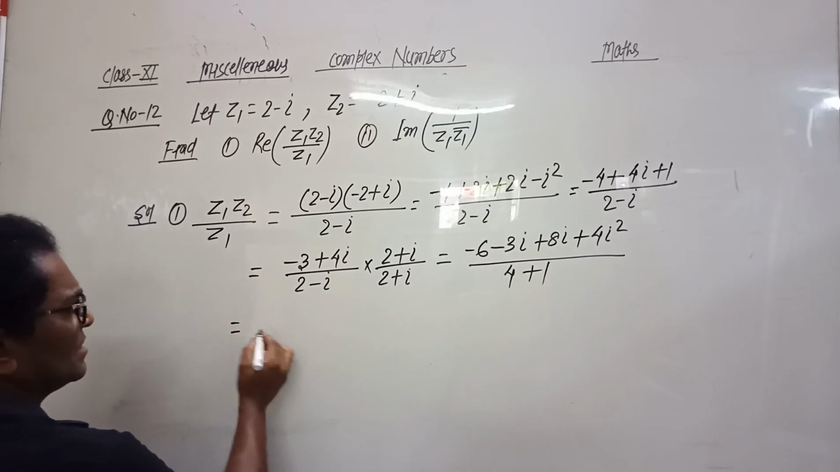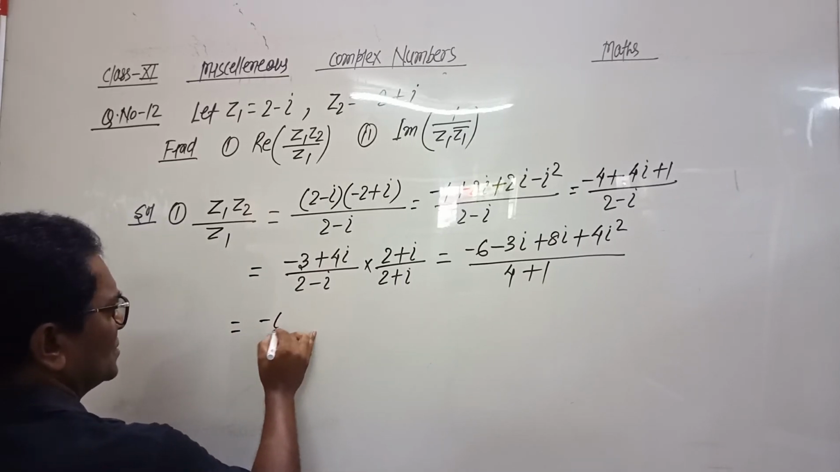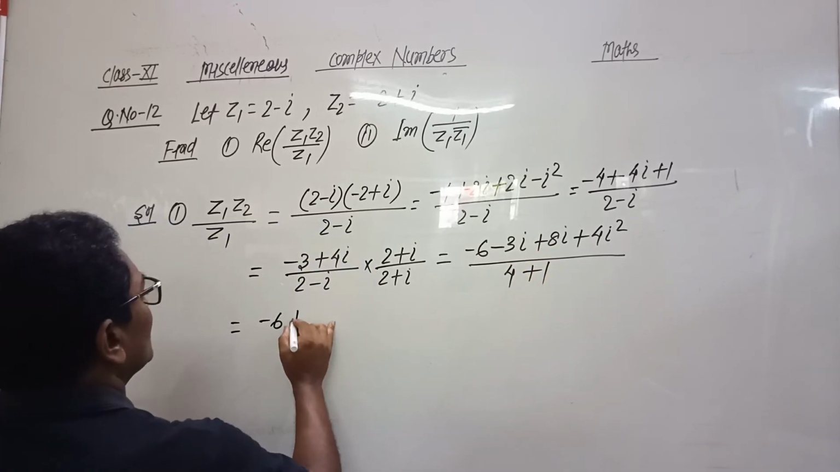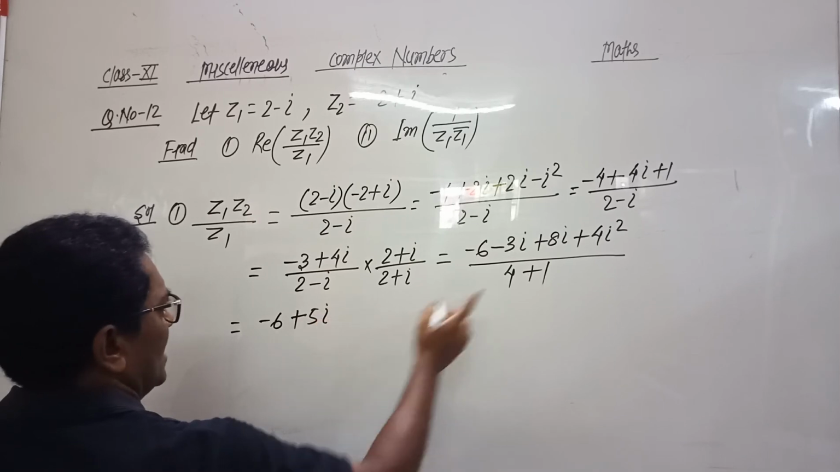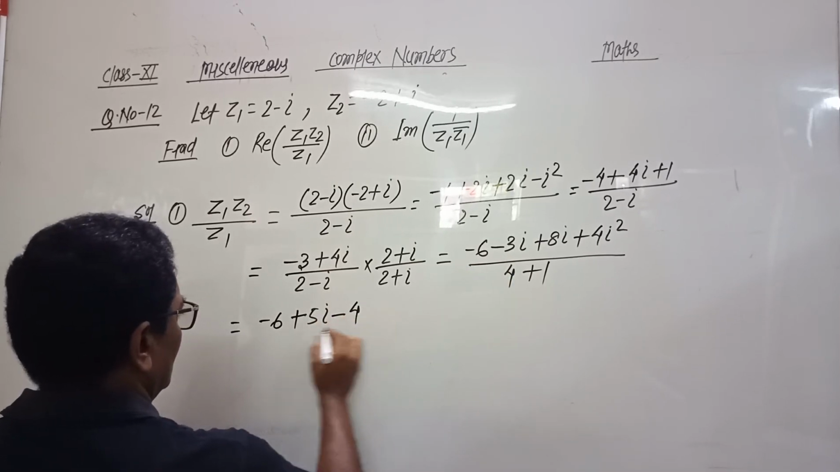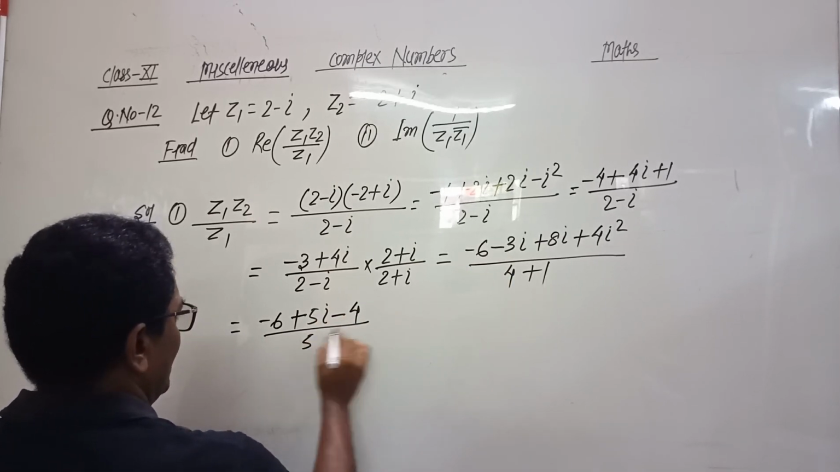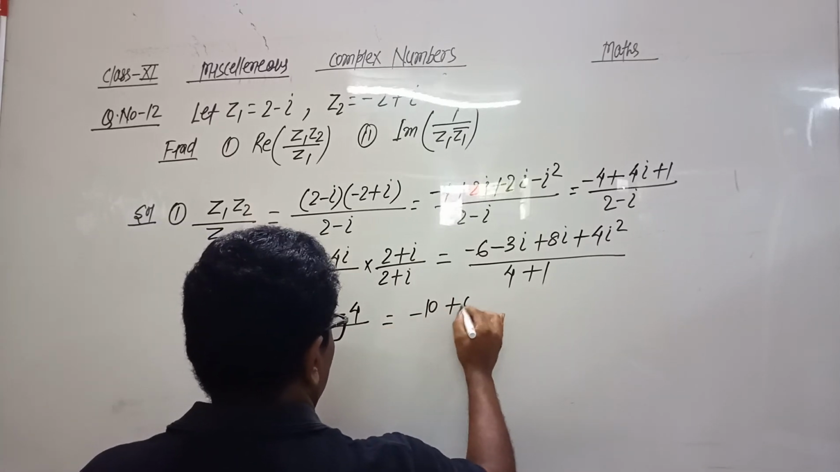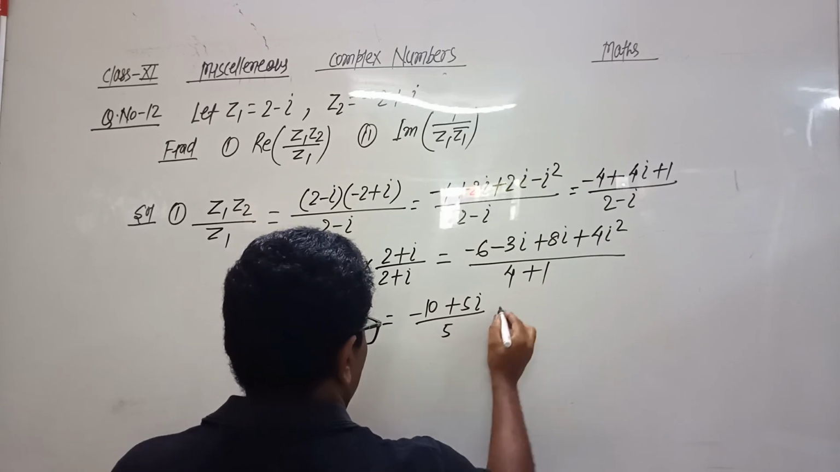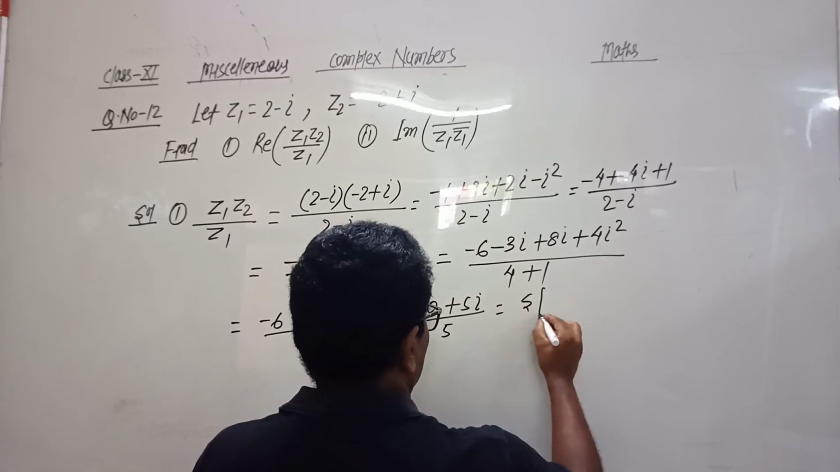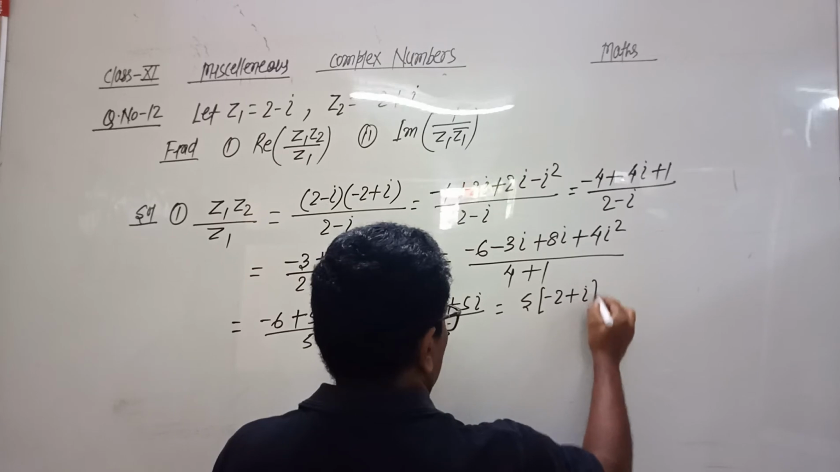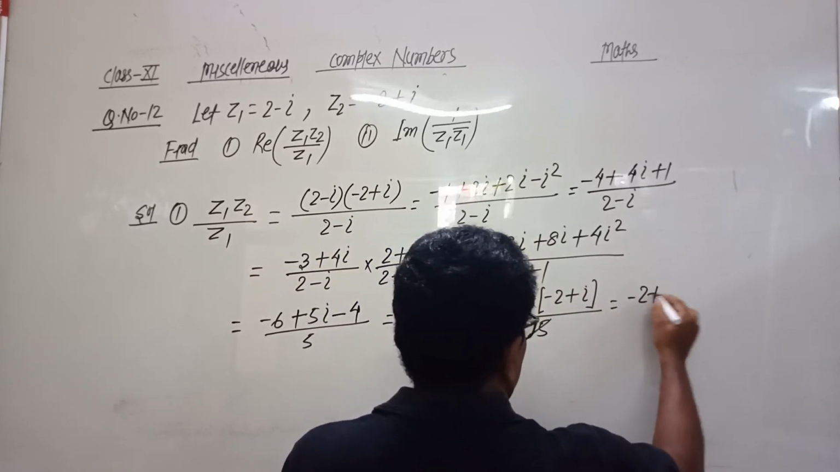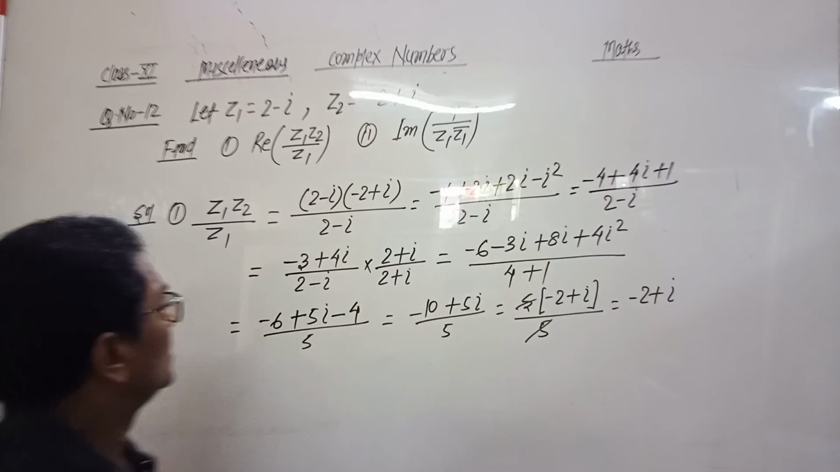Then minus 6, and minus 3 iota plus 8 iota is plus 5 iota, and 4 iota square is minus 4. So minus 6 minus 4 is minus 10, plus 5 iota, upon 5. Taking 5 as common, minus 2 plus iota upon 5. The 5 and 5 cancel, and it comes minus 2 plus iota.